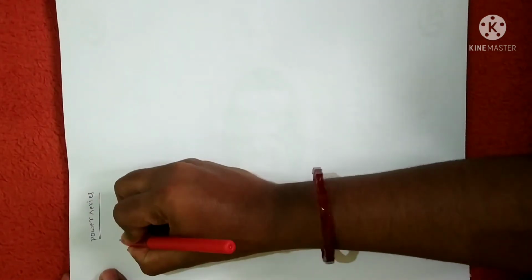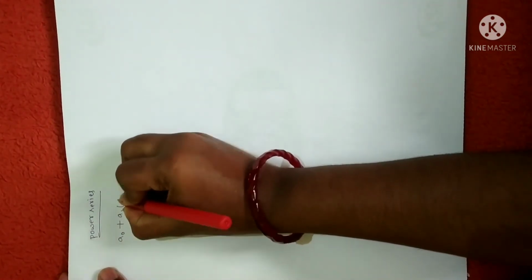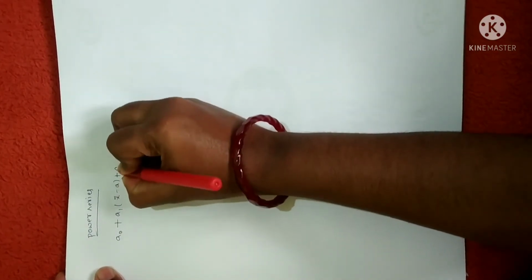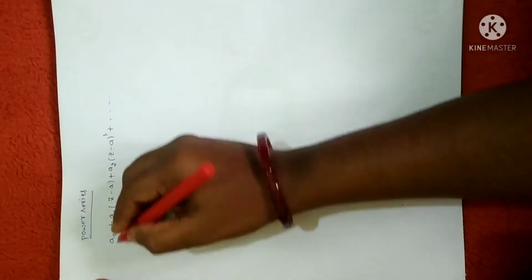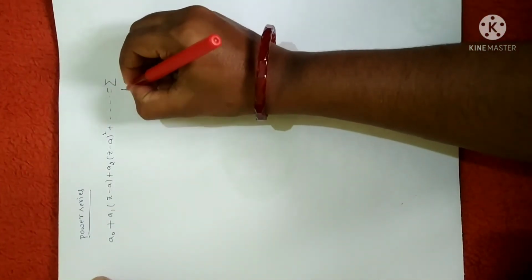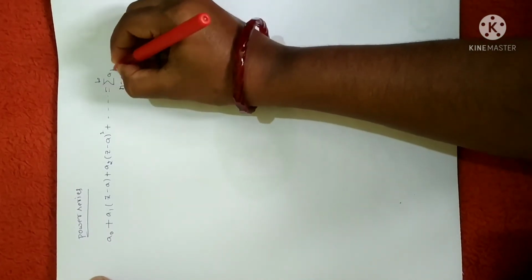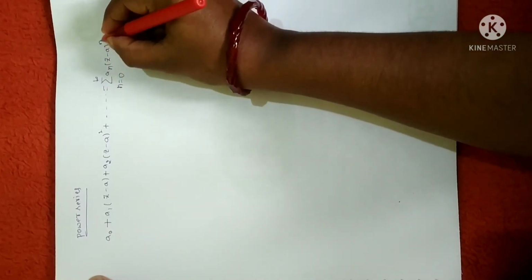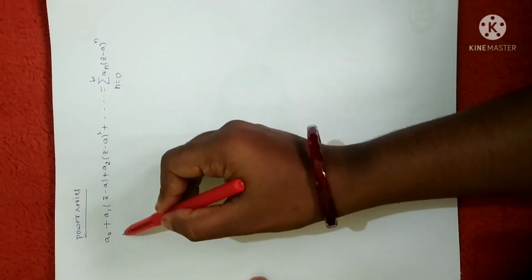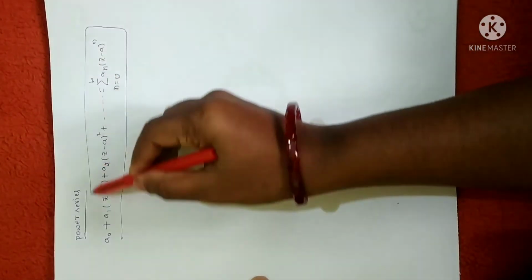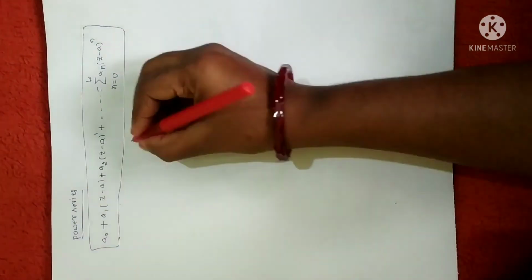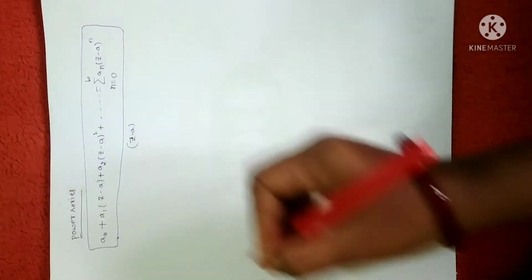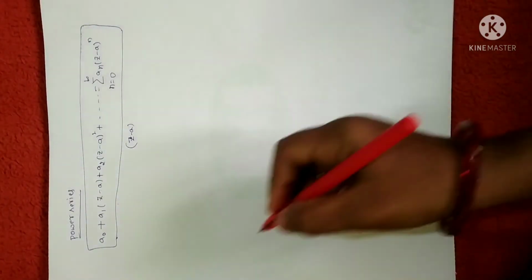The meaning of power series is any expression of the form a0 plus a1 into z minus a plus a2 into z minus a whole square and so on. Or we can write this in the form summation n equals 0 to infinity an into z minus a to the power n. An expression of this form is called a power series in terms of z minus a. Here, a is a fixed complex number.